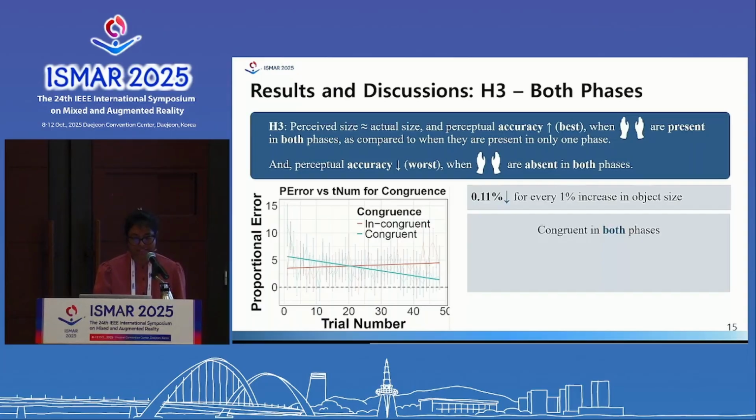This meant that if the hand avatar's visibility is congruent, the overestimation could be reduced and accuracy could be improved with more practice. As best or worst accuracy distinction couldn't be made for the present or the absent condition, congruent condition, only partial support was obtained for this hypothesis.